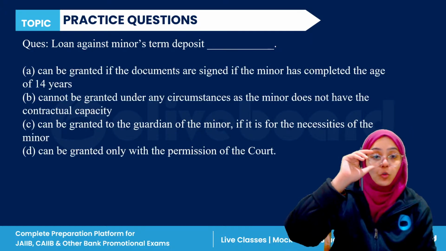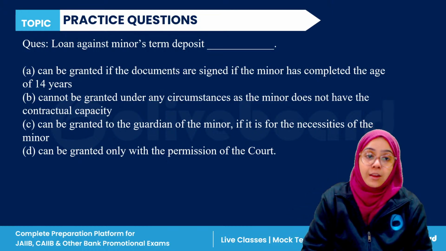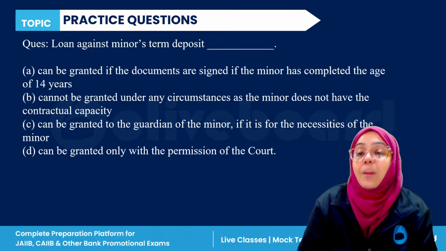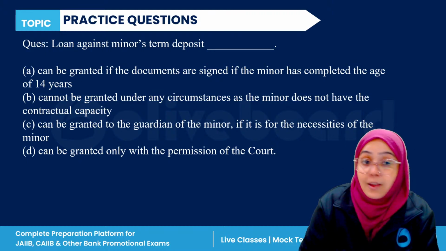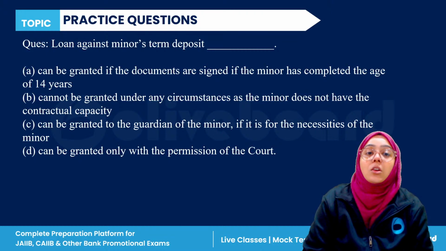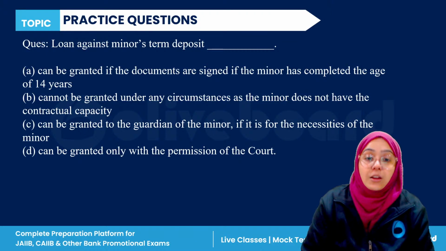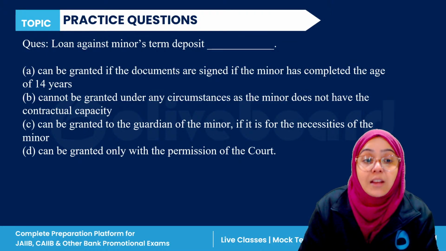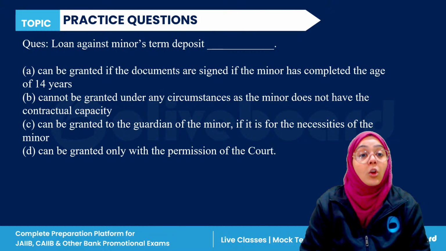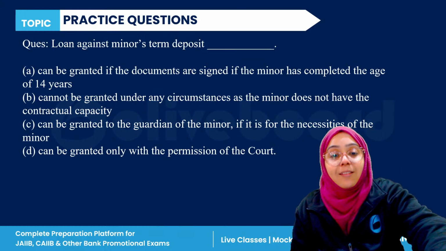Next question. A loan against a minor's term deposit can be granted if the documents are signed if the minor has completed the age of 14 years; cannot be granted under any circumstances as the minor does not have the contractual capacity; can be granted to the guardian of the minor if it is for the necessities of the minor; or can be granted only with the permission of the court. Loan against the minor's term deposit is what?